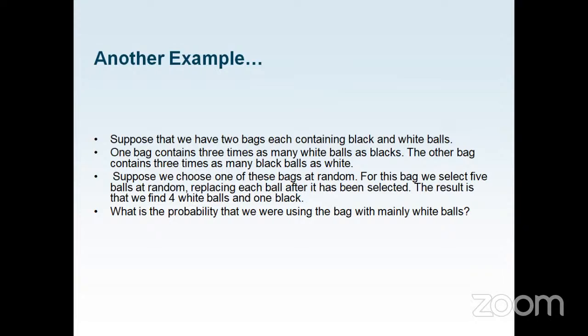Suppose that we have 2 bags containing black and white balls. One bag contains 3 times as many white balls as black. The other bag contains 3 times as many black balls as white. Suppose we choose one of these bags at random. From this bag, we select 5 balls at random, replacing each ball after it has been selected. The result is that we find 4 white balls and 1 black ball. So let us see what the probability is.